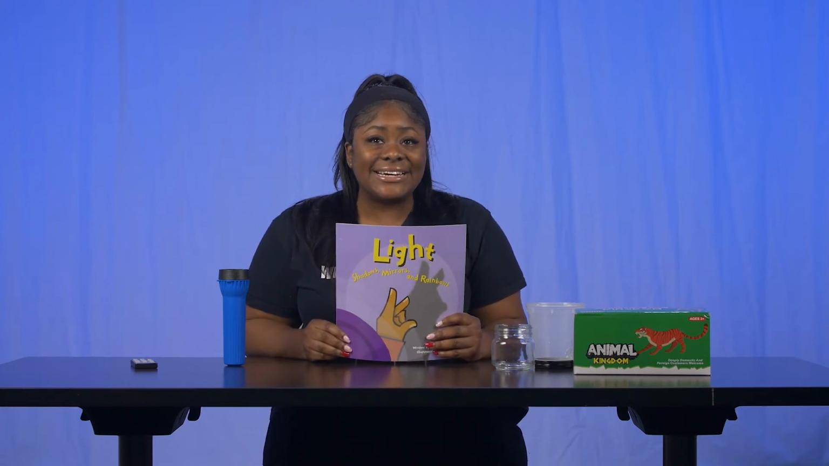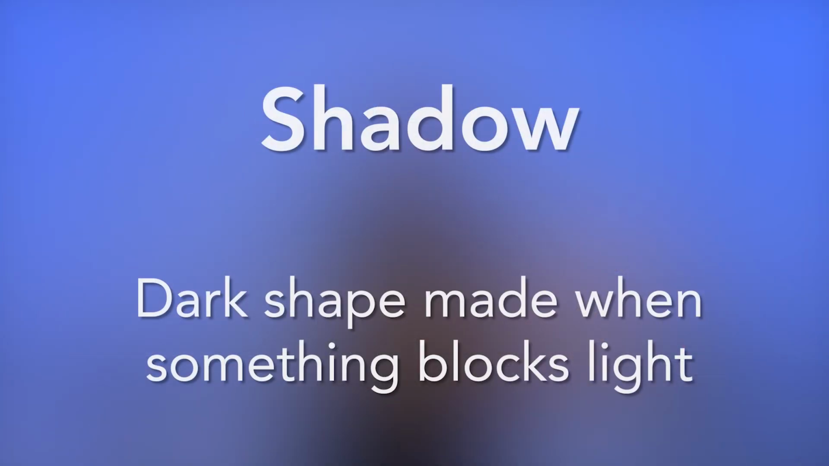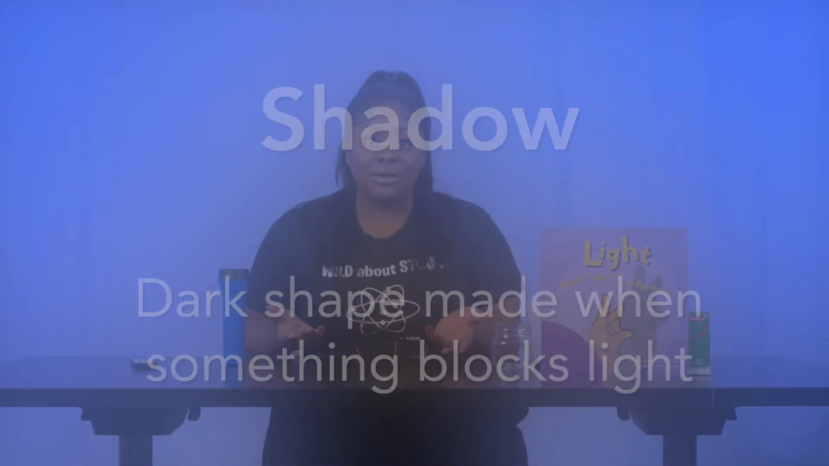And anything that blocks light creates, what did you notice? Yeah, you guessed it. It creates a shadow. A shadow is the darker shape made when something blocks the light. And you must have a source of light in order to have shadows.